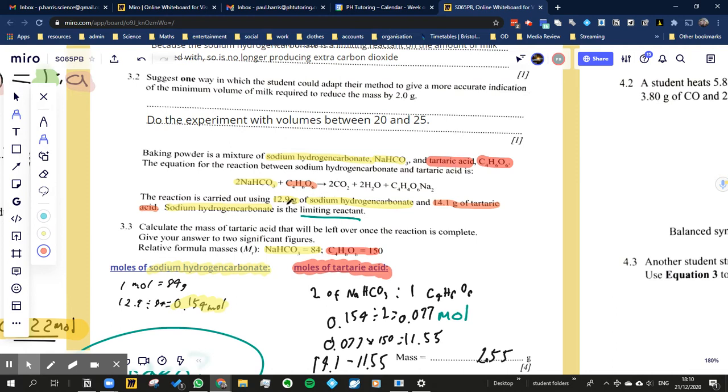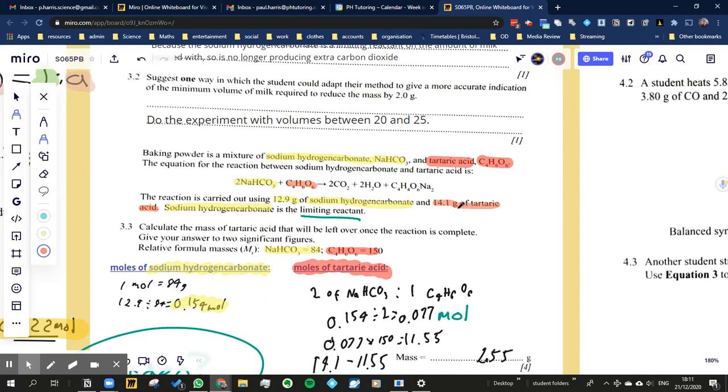So you would turn this into moles using the molar mass down here. And then once you've got the number of moles, you would use the balanced equation to identify the amount of moles of tartaric acid. You can see it's 2 to 1. So whatever amount of moles of sodium hydrogen carbonate we're going to get, we're going to need half as many of the tartaric acid. And after you've done that, you would have then worked out the amount of moles of tartaric acid, and then turned that into mass. And now we've got the mass of tartaric acid.